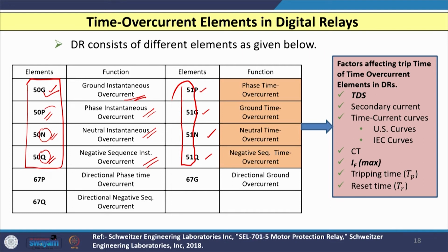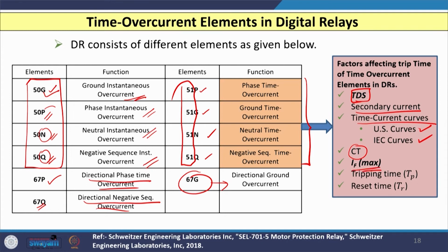Other than these 8 elements, we have the 67P element, which is meant for directional phase time overcurrent, the 67Q element, which is meant for directional negative sequence overcurrent, and 67G is also there for directional ground overcurrent. Whenever we select time delayed operation for these 4 groups, the tripping time given by these 4 elements, which are time delayed in nature, depends on many factors. It depends on the time dial setting, on secondary current, and on time current curves, maybe you can go for the US curve or the IEC curve. It also depends on the CT, on the maximum fault current referred to the CT secondary side, along with tripping time and reset time TR.